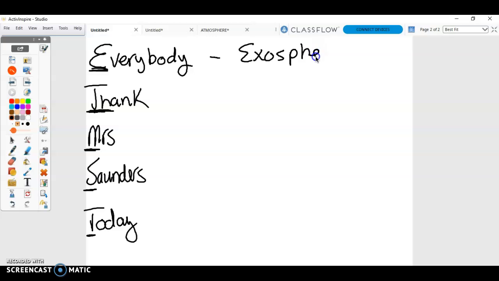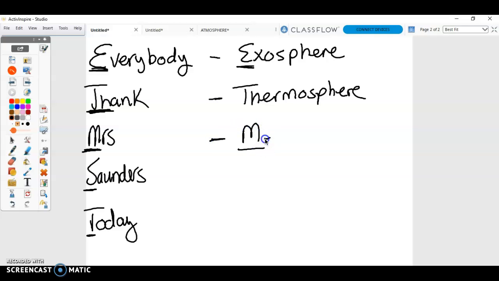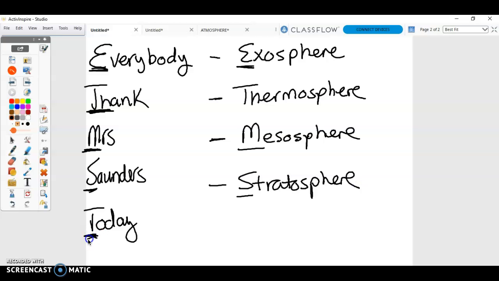Exosphere. So the E in everybody helps me remember exosphere. Next, the TH. Thermosphere. Everybody think Mrs. And again, it starts with an M. Mesosphere. Everybody think Miss Saunders. S is for the stratosphere. And following up with this, the T for troposphere.